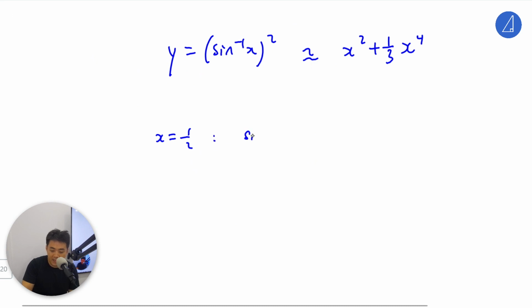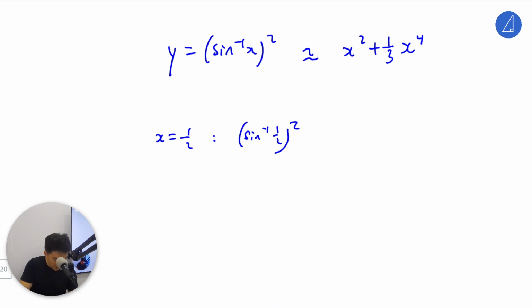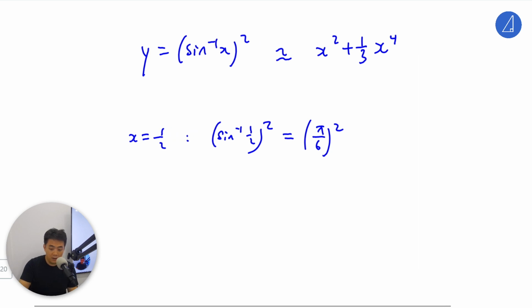You have sine inverse half square. What would this give you? Sine inverse half. Sine inverse half is pi over 3. Pi over 6, sorry. 30 degrees. Agree? This is pi over 6.